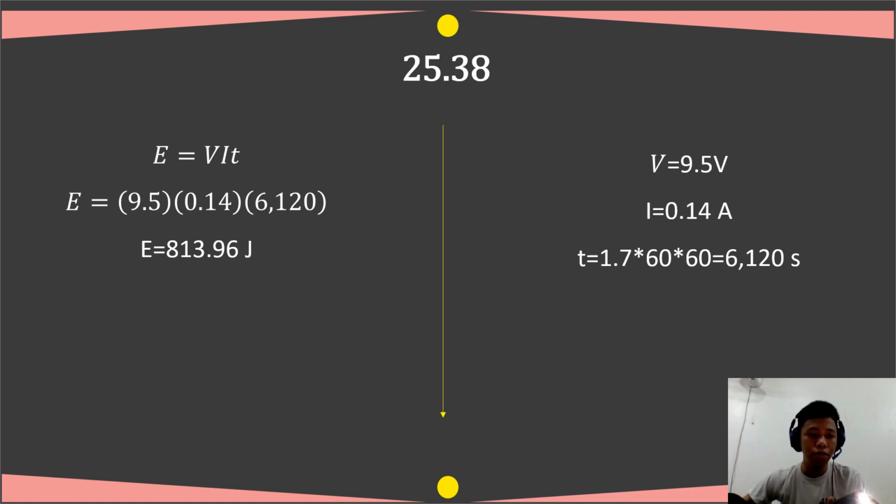Since none of the values are missing, we just substitute the given values into the formula, and then you're gonna get 813.96 joules.